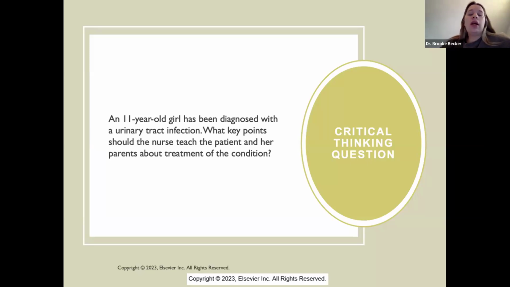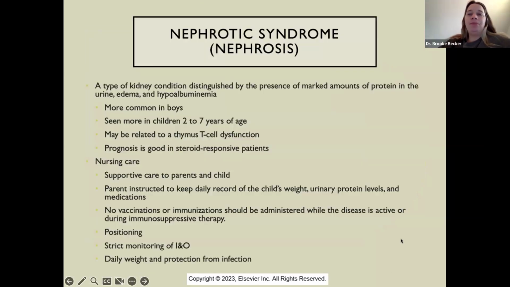What else? What are they going to get if they have a UTI? Are they going to get a medicine? Take all the antibiotic till finished, and maybe drink some cranberry juice or apple juice to make their urine more acidic. Yeah. Good. All right. So nephrotic syndrome, or nephrosis.